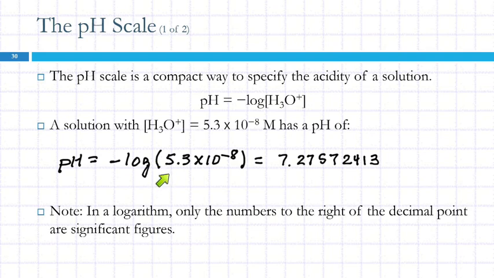Let's talk about sig figs. How many significant figures does this concentration have? 2. So we should report our pH with 2 significant figures. But that would mean 2 decimal places. So in a logarithm, only the numbers to the right of the decimal point are significant. The number to the left of the decimal point is directly related to this number.